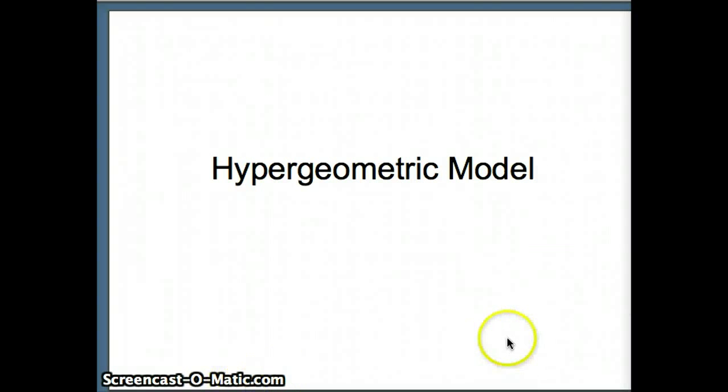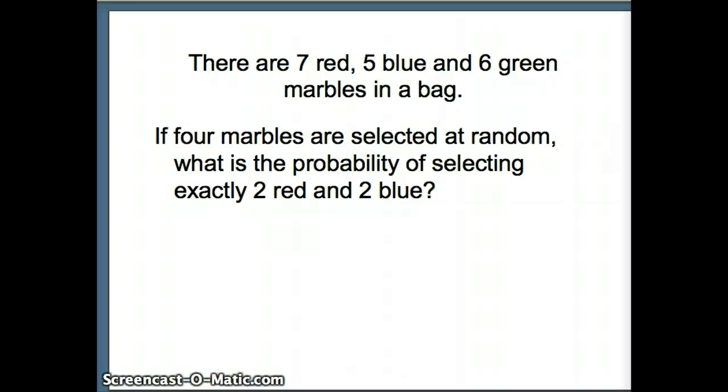This presentation is going to examine the hypergeometric model for probabilities. Here's a standard sort of question. There are 7 red, 5 blue, and 6 green marbles in a bag. If 4 marbles are selected at random, what is the probability of selecting exactly 2 red and exactly 2 blue?